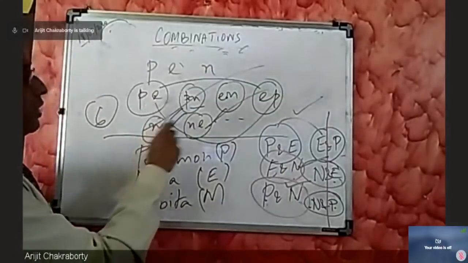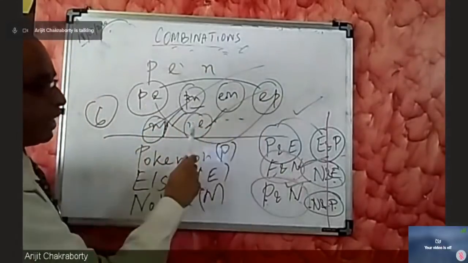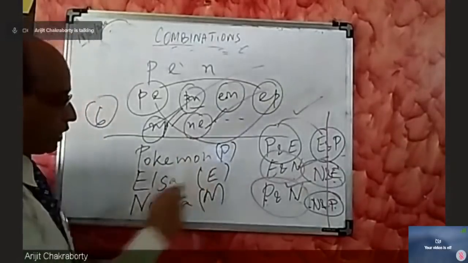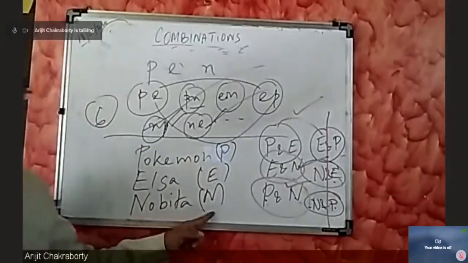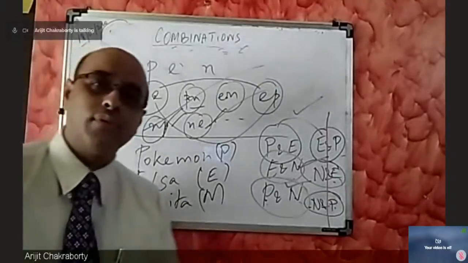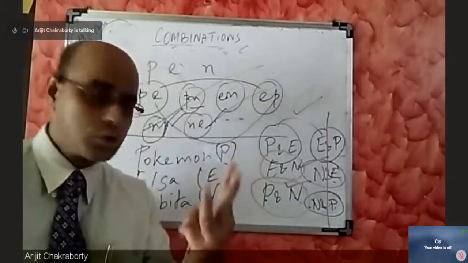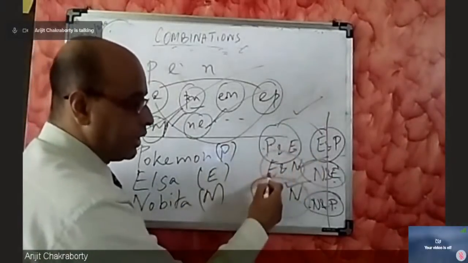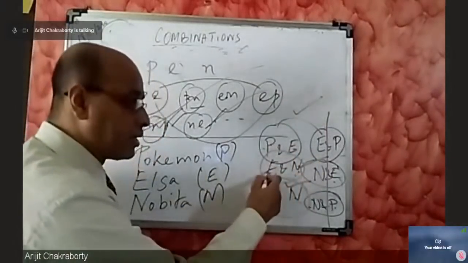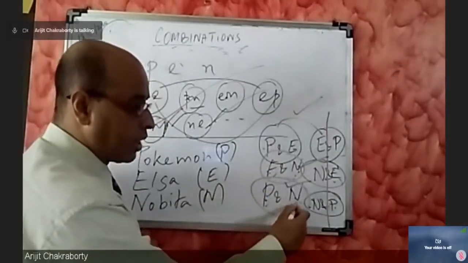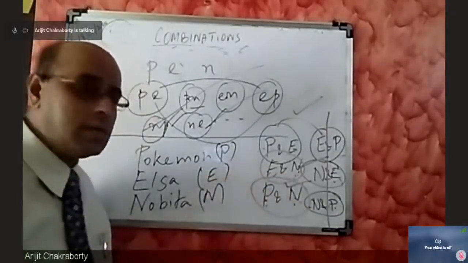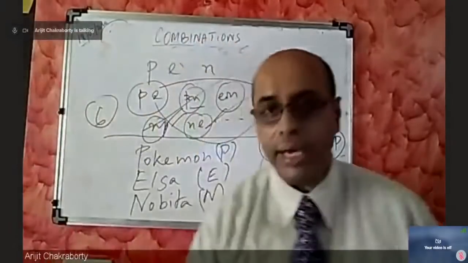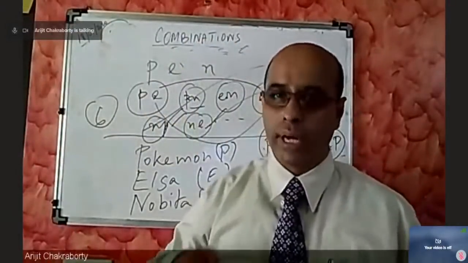So PE, PN, EN, EP, NE and NP. But here, the moment I made P for Pokemon, E for Elsa and N for Nobita, you find that we have only three groups that can be formed: Pokemon and Elsa, or Elsa and Pokemon, Elsa and Nobita, or Nobita and Elsa, and Pokemon and Nobita, or Nobita and Pokemon. So we have three and not six. Okay? So this is what is combination.